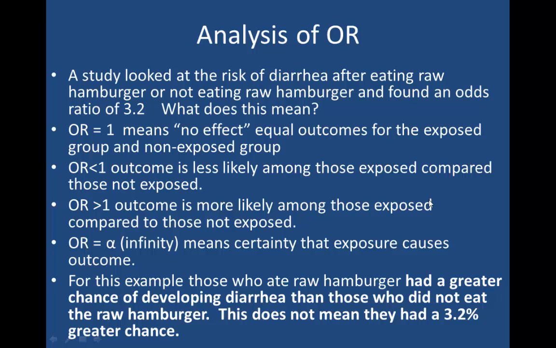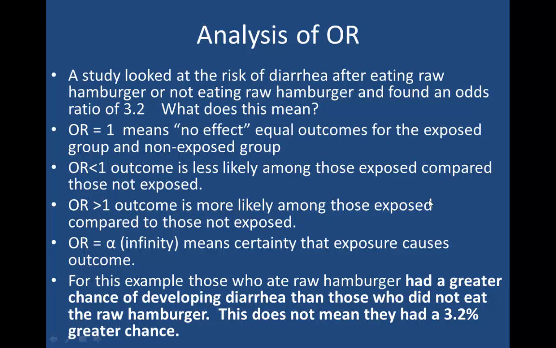An odds ratio greater than 1 means the outcome, diarrhea, is more likely among those who were exposed, who ate the raw hamburger, compared to those who did not eat the raw hamburger. So we have an odds ratio greater than 1. That means the odds of this outcome were higher in the treatment group compared to the control group.